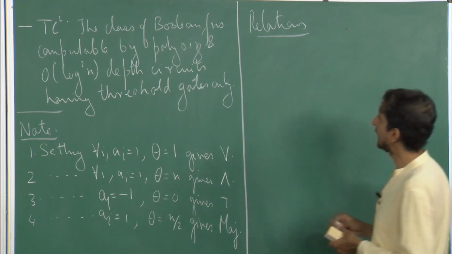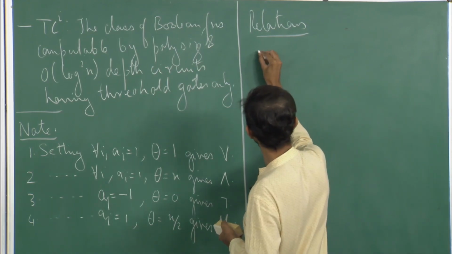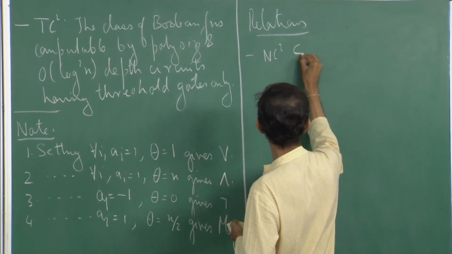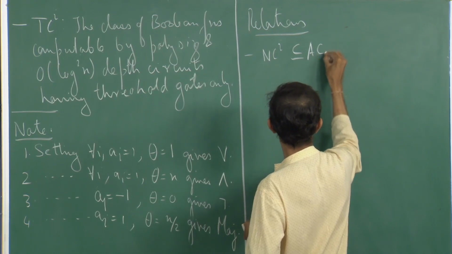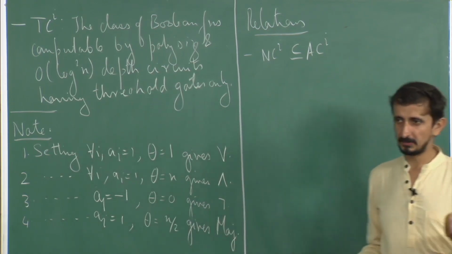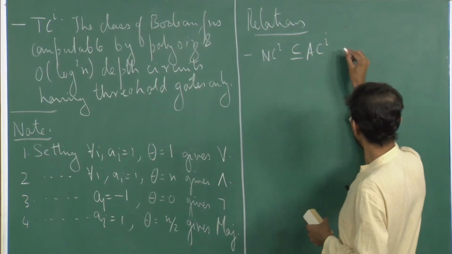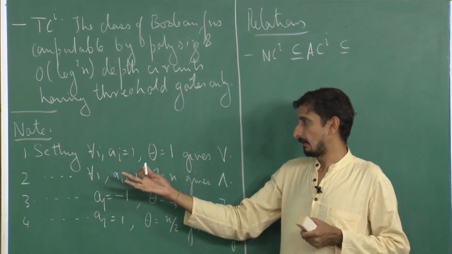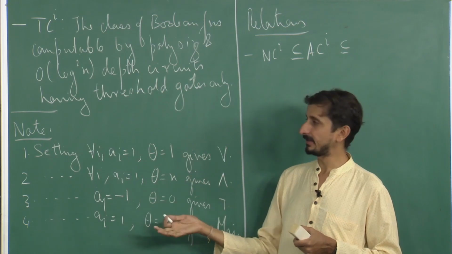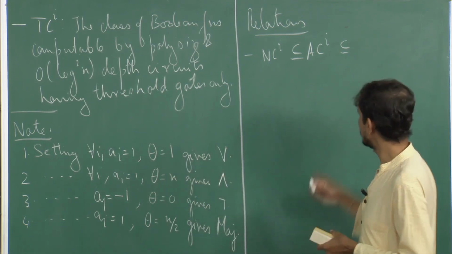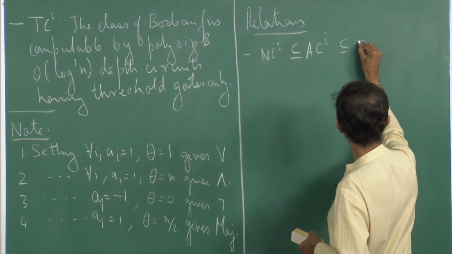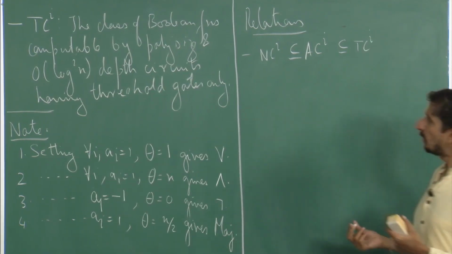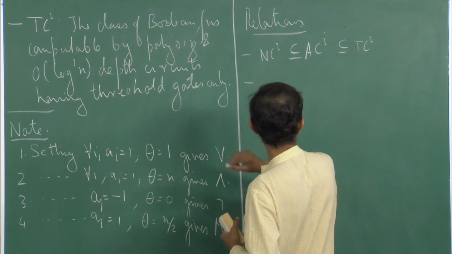By definition we have that NCI is contained in ACI, right? Because it's bounded, this is unbounded, and because we just saw that unbounded AND, OR and NOT can be simulated by threshold circuits, we have that ACI is in TCI.